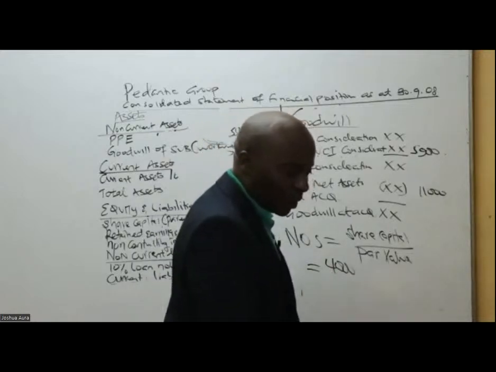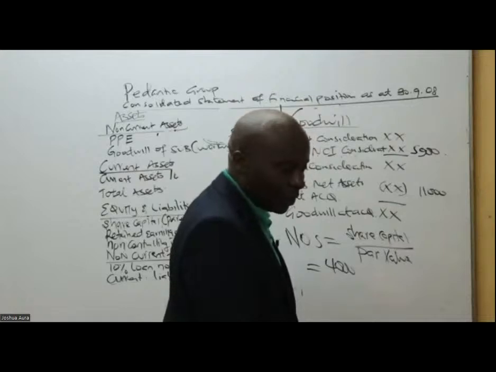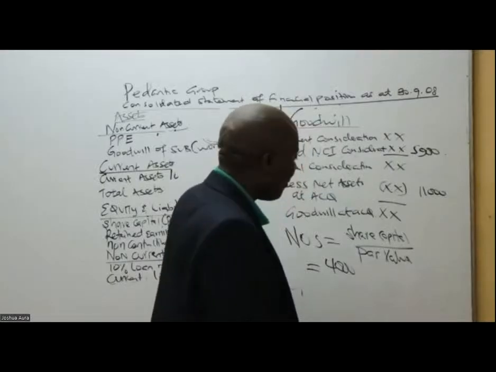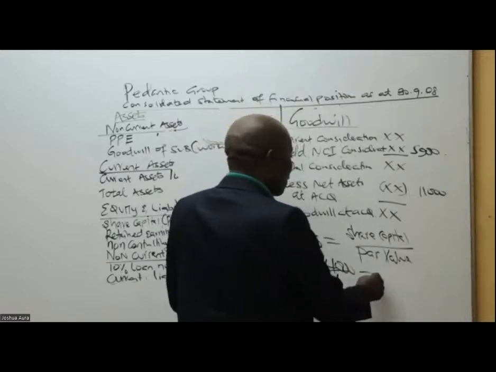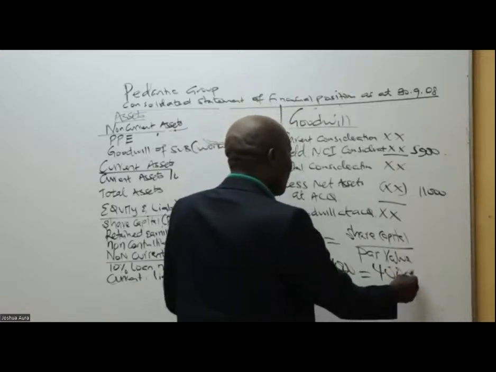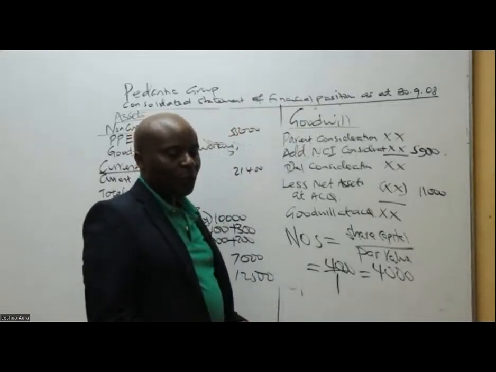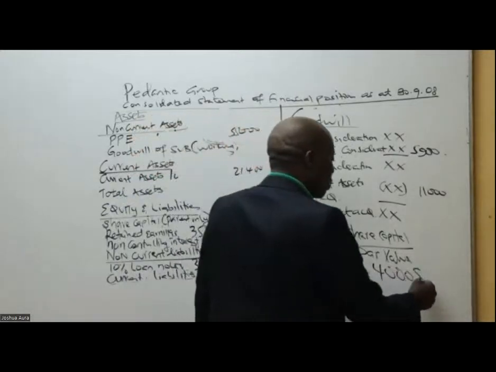It's 4,000. The share capital of the subsidiary here. You're able to see it. It's 4,000. And the par value has been given here as $1. So in this case here, divided by 1. So the number of ordinary shares of this particular subsidiary is 4,000 shares.